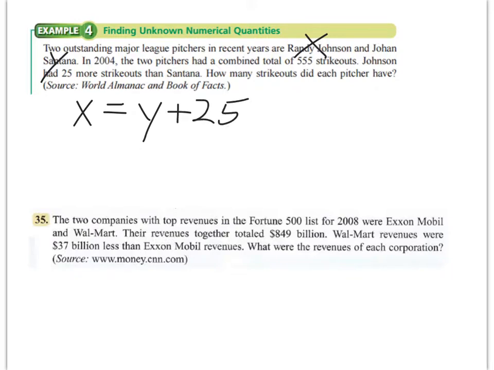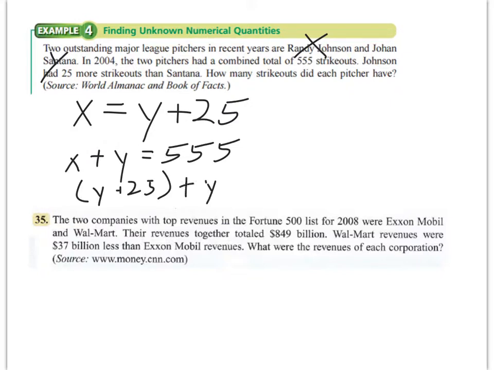So we can write X in terms of Y, and we would know, of course, that the sum of the two would be 555. Oops, that's supposed to be an X plus a Y is 555. And then just replace the X with Y plus 25. So we have Y plus 25 plus another Y equals 555. Now that's getting strangely close to solving a system of equations using substitution, but that's perfectly fine.